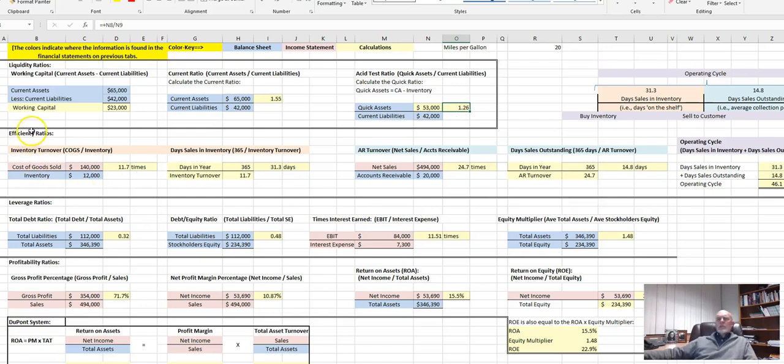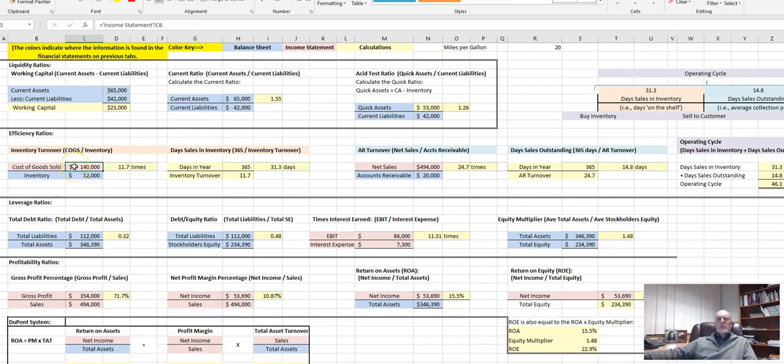Let's look down here at some of these efficiency ratios. Efficiency ratios primarily are focused on what we call turnover. Turnover has to do with how frequently something is being used up and replaced. So for example, inventory turnover, which is a very common performance measure, we calculate it as cost of goods sold divided by inventory.